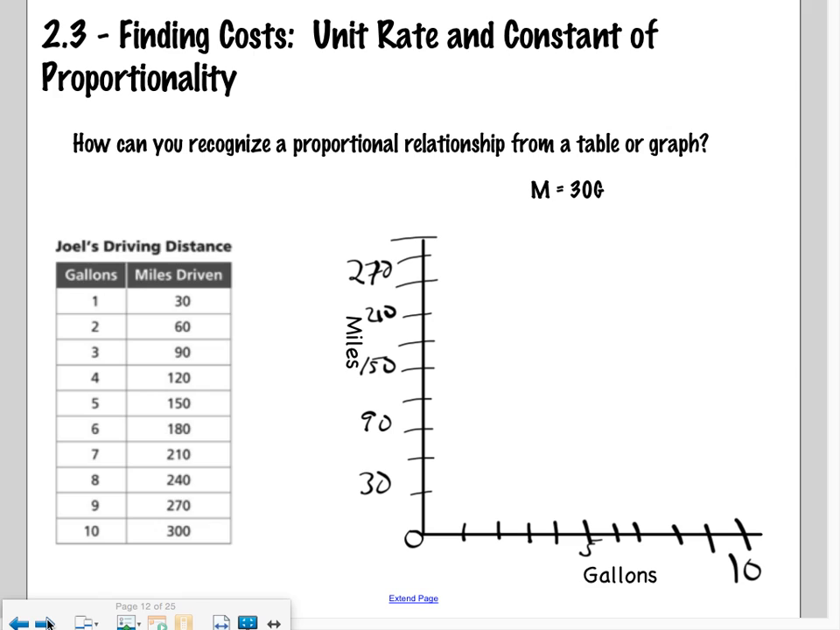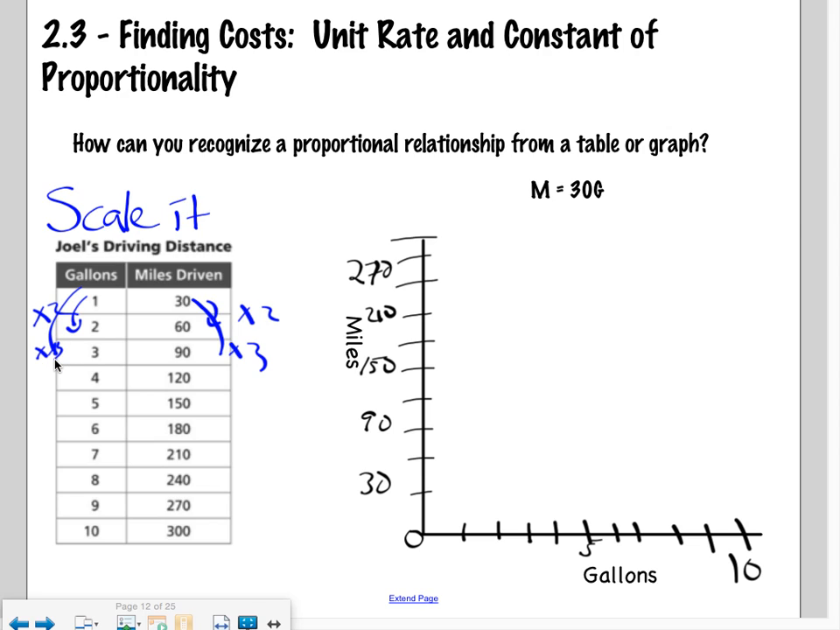All right, so how can you recognize a proportional relationship from a graph or a table? Well, if you're looking at a table, you have to be able to scale it by the same thing for every value. So we know that this one is always scalable. So if we went from here to here, 30 to 60, times 2, well, this is also times 2, right? This is times 3. This is also times 3.